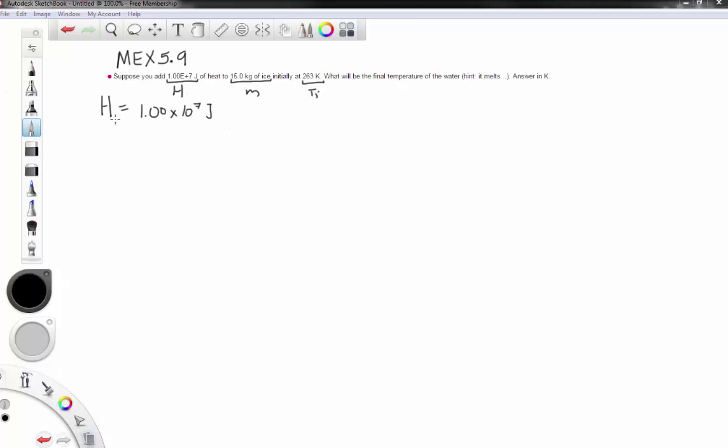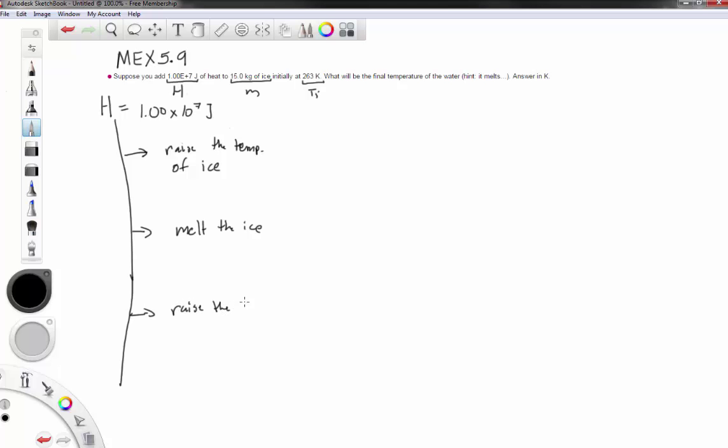There's several things. One is that it can raise the temperature of the ice. So I'm going to abbreviate that as raise the temp of ice. The next thing that it can do is melt the ice. After that, it can raise the temperature of water.